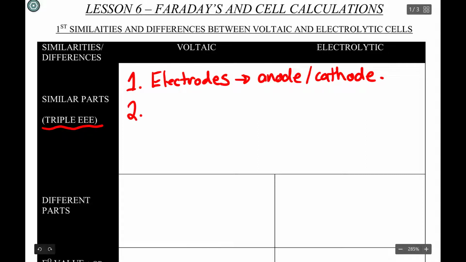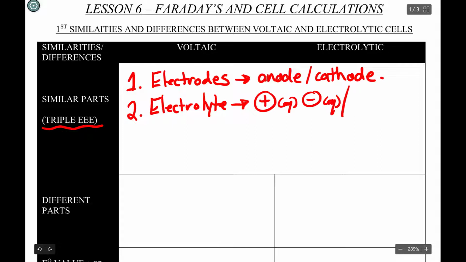The second thing they have to have is an electrolyte. So an electrolyte is a positive and negative ion that could be either aqueous or molten liquid. So you could have a cation, which is aqueous, an anion, which is aqueous, or you could have a cation, which is liquid, molten, or an anion, which is liquid, molten.